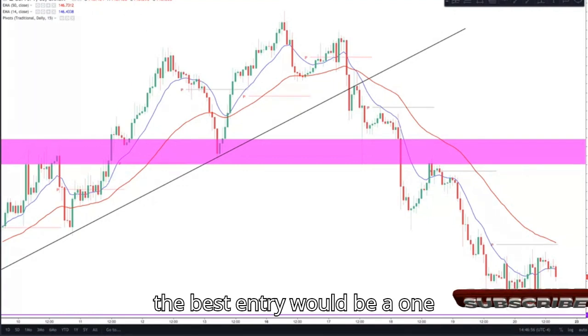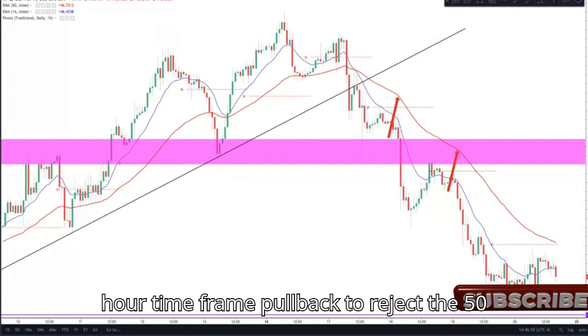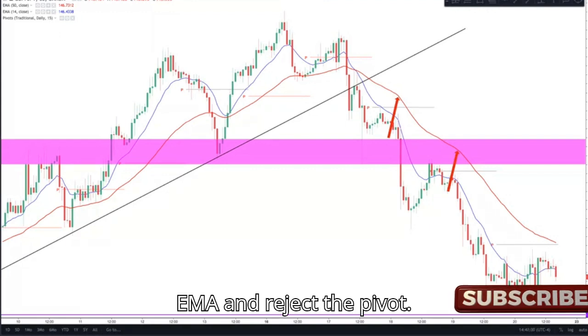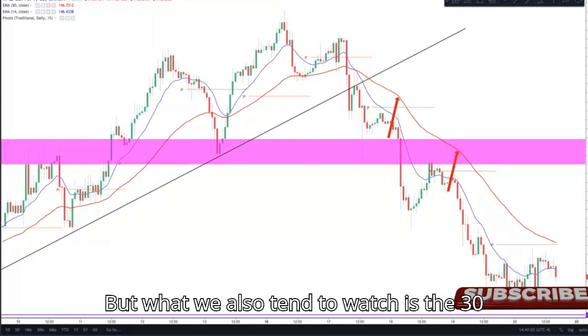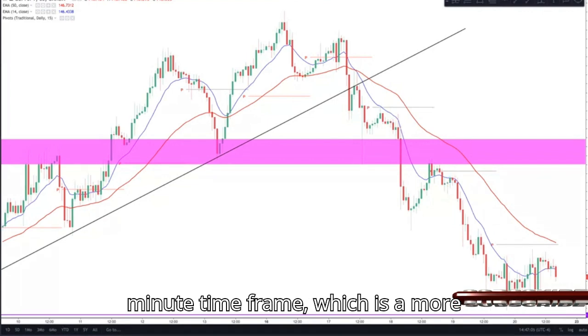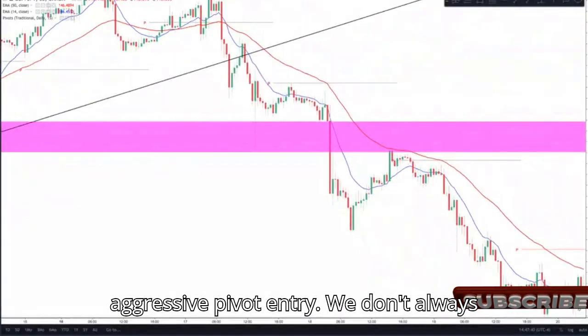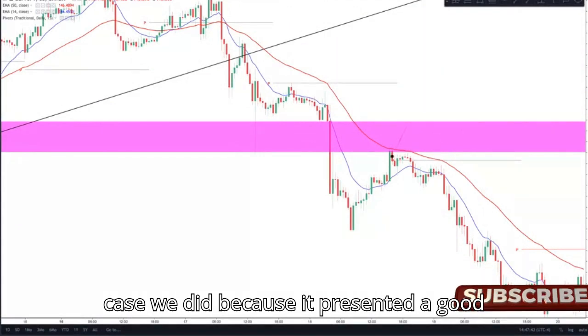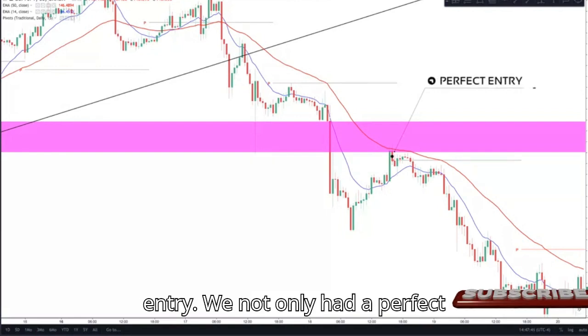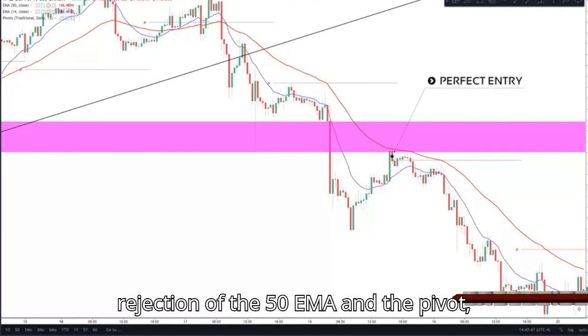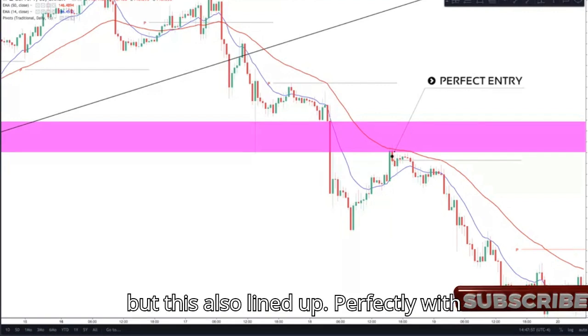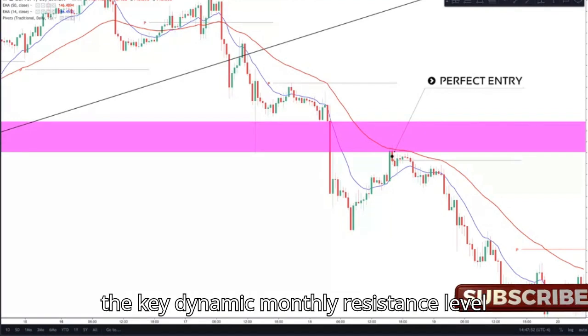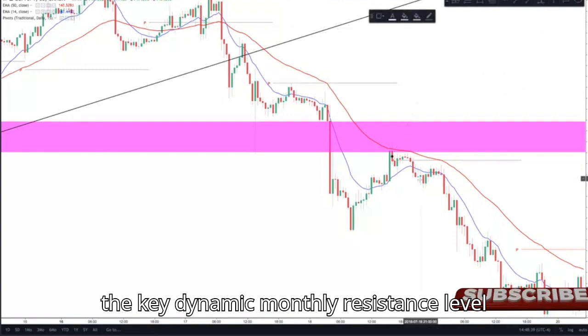So the best entry would be a 1-hour time frame pullback to reject the 50 EMA and reject the pivot. But what we also tend to watch is the 30-minute time frame, which is a more aggressive pivot entry. We don't always use the 30-minute time frame, but in this case we did because it presented a good entry. We not only had a perfect rejection of the 50 EMA and the pivot, but this also lined up perfectly with the key dynamic monthly resistance level.